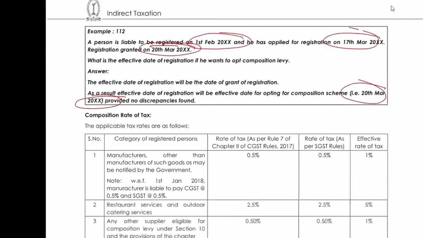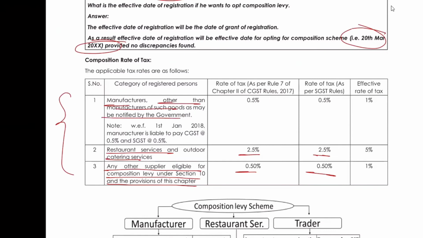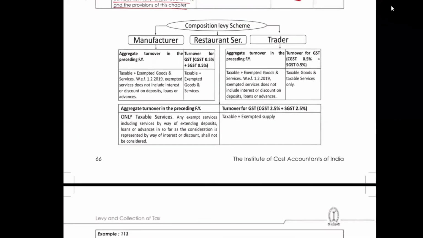See, restaurant services, outdoor catering: 2.5. Any other supplier eligible for composition levy under section 10 and the proviso: 0.5. Manufacturers other than manufacturers of specified goods: 2.5. Trader, here they have given turnover of GST taxable goods and taxable services. Okay. And see, this will clear the doubt.